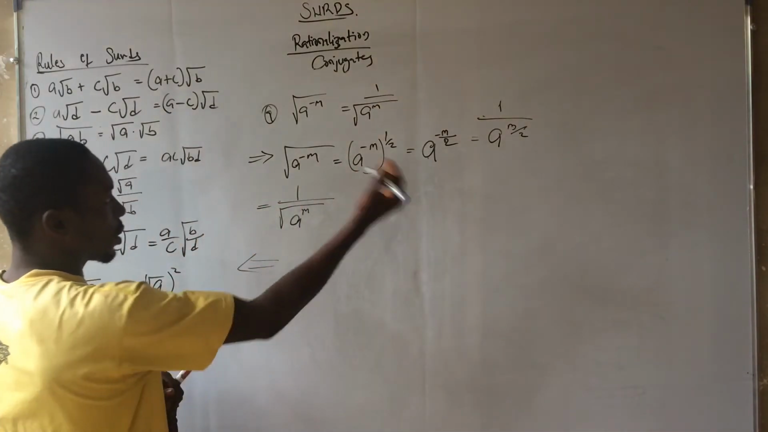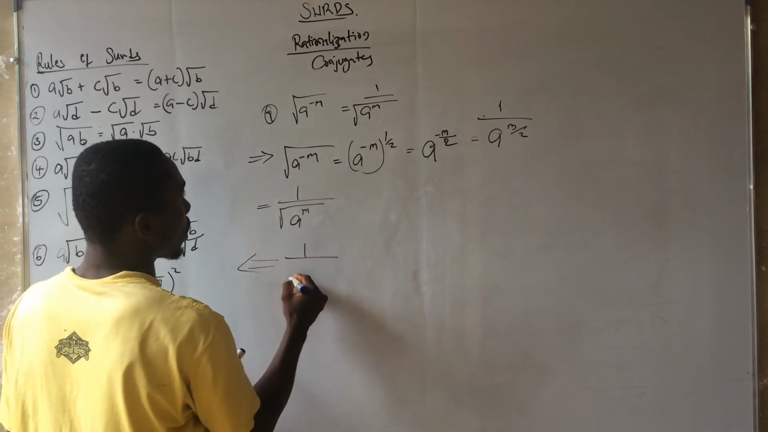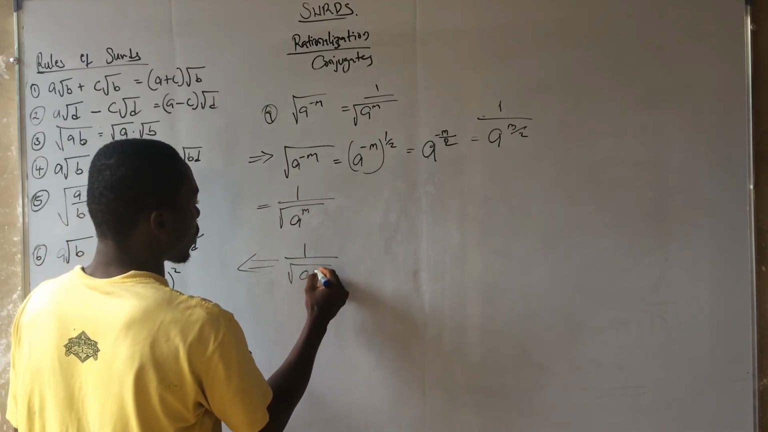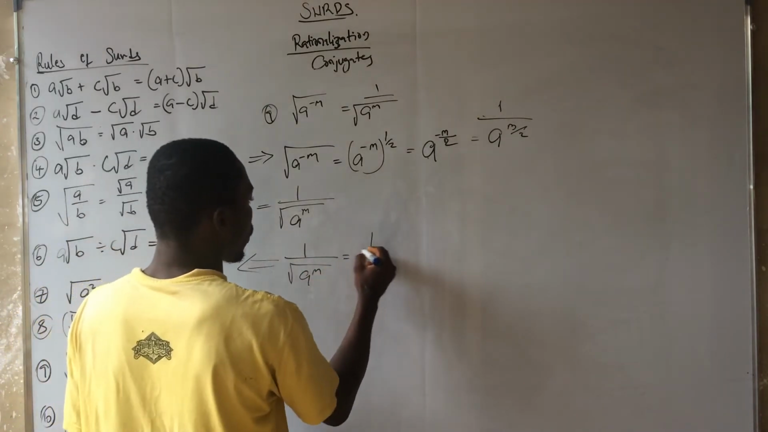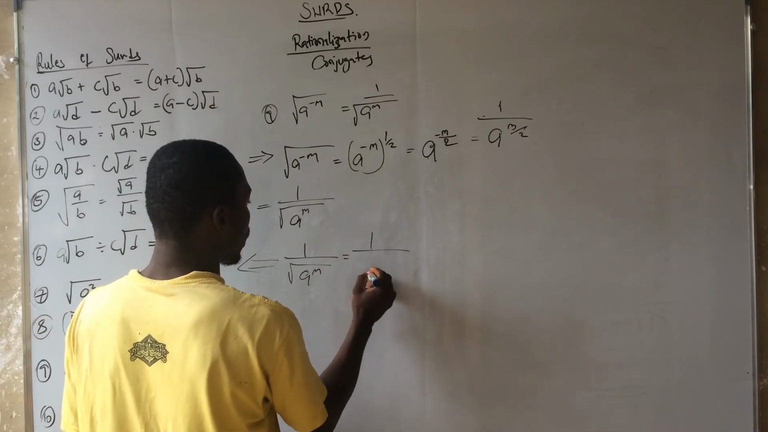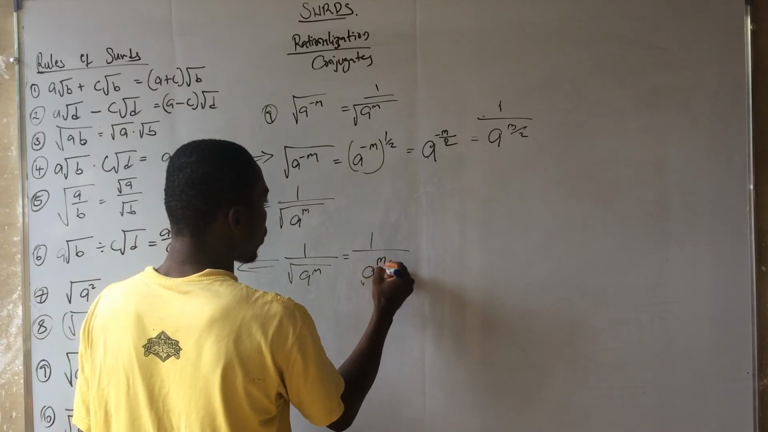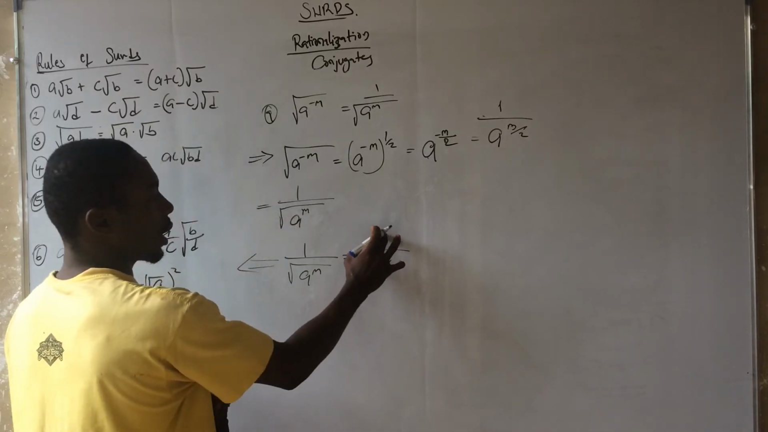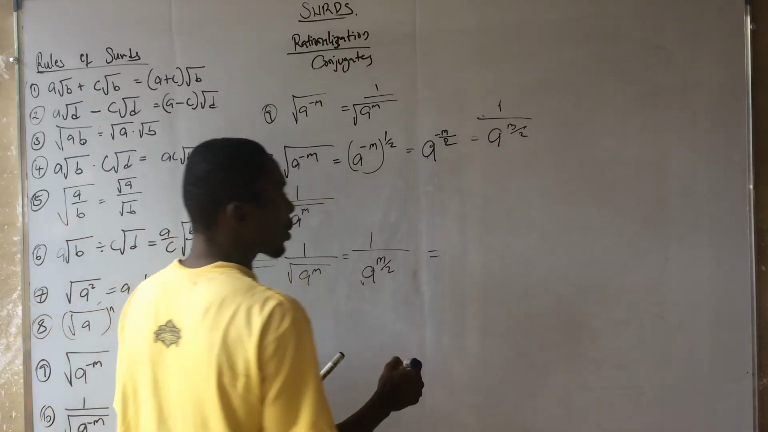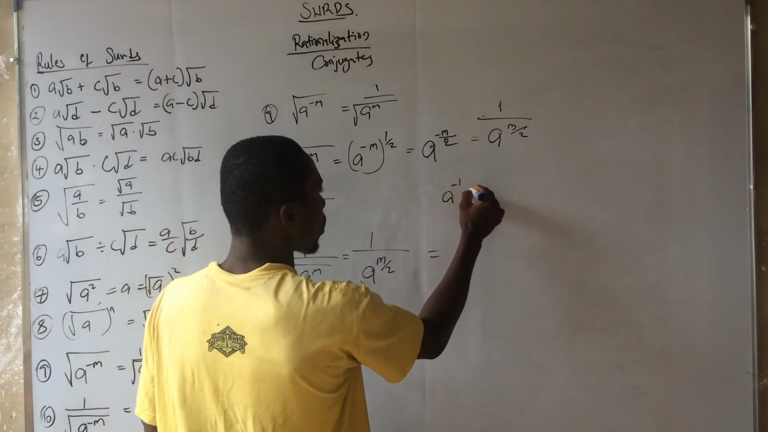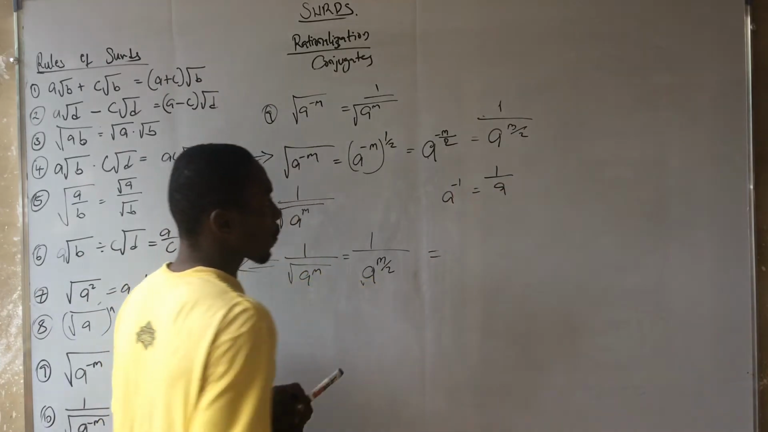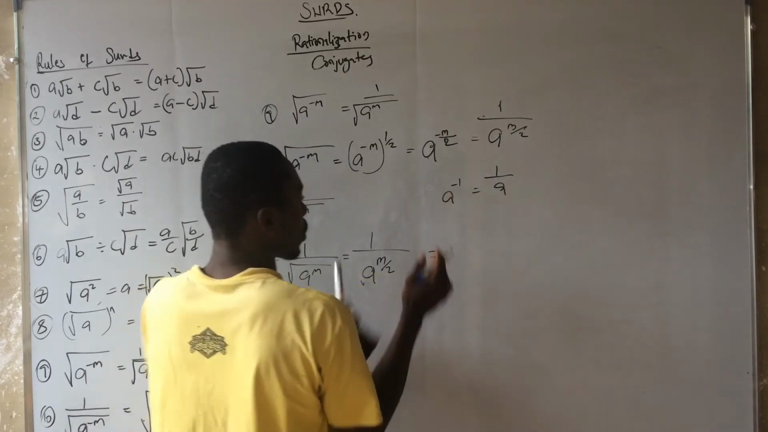Let's try and come from this side. We have 1 over the square root of a raised to the power m. So we're now going to say 1 over a raised to the power m over 2. We want to clear this, and we know from law of indices that a raised to the power minus 1 is equal to 1 over a. So that's what we're going to use.